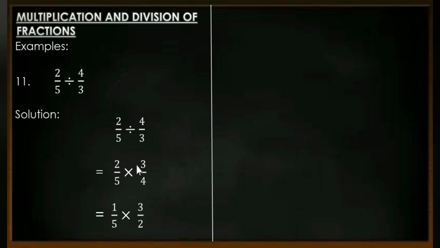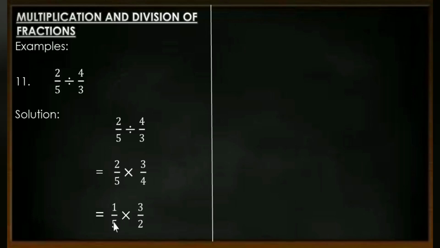The next step is to look at the different directions we have learned before now. Looking at this direction, there is a number that can divide this number and this number. When 2 divides 2, we'll have a 1. When 2 divides 4, we'll have a 2. Hence the reason why we now have 1 over 5 times 3 over 2.